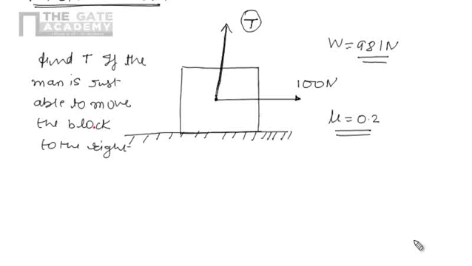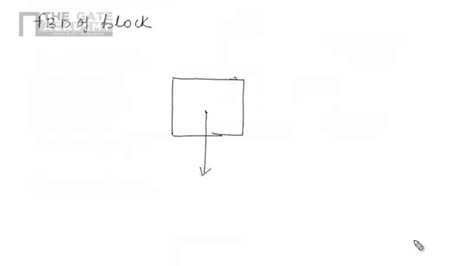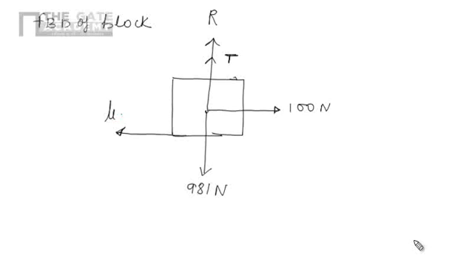So we can treat this as a problem of equilibrium, and the first step is to draw the free body diagram of the block. In the free body diagram we have the weight 981 Newton acting vertically downward. The block is in contact with the surface, so there will be a reaction R. There is also the tension T, which has the same direction as the reaction. Here we have 100 Newton, and the block is just able to move to the right, so the frictional force will act here, with value mu times the normal reaction.